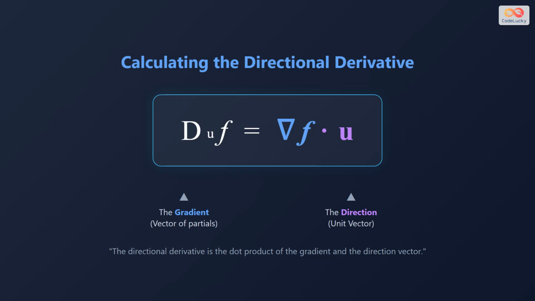Here is the core formula for the directional derivative. Denoted as D sub u of f, it equals the dot product of two vectors, the gradient of f, and our direction vector u. This elegant formula connects the geometry of the surface, represented by the gradient, with our chosen path, represented by vector u.